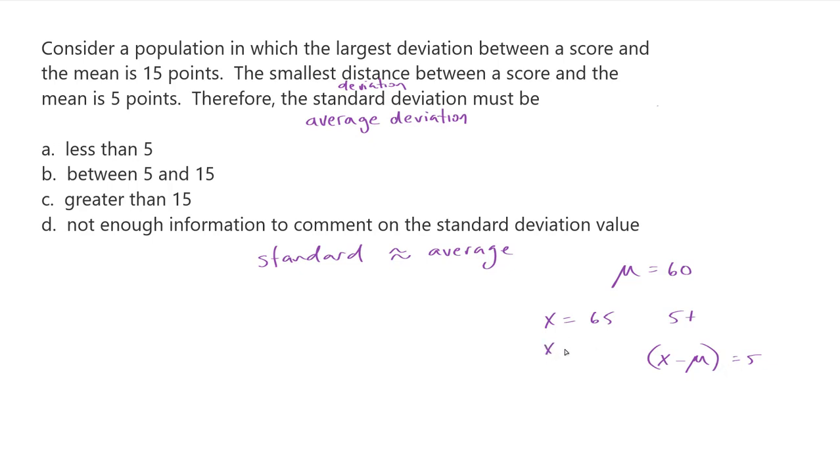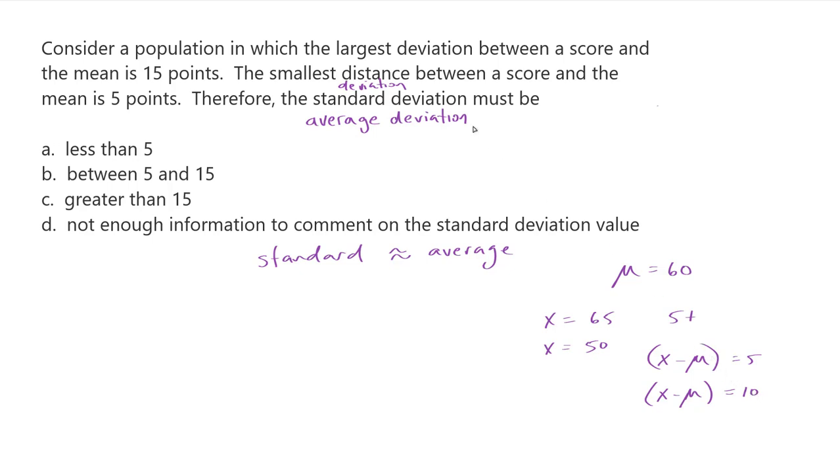If you had a friend who got a 50, how close is their score to the mean? Well, it's within 10 points, but it's very specifically 10 points below. So we would find our deviation, and that would be 50 minus the mean, which is 60. So 50 minus 60 equals negative 10. So deviations are just the distance between a score and the mean, or the difference between a score and the mean.